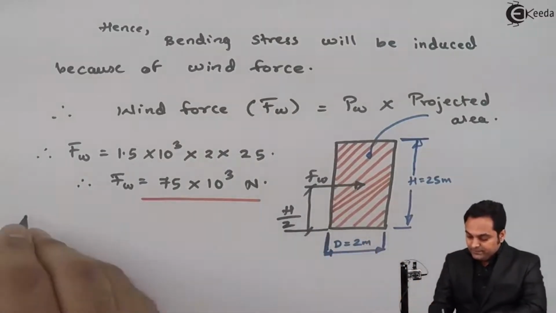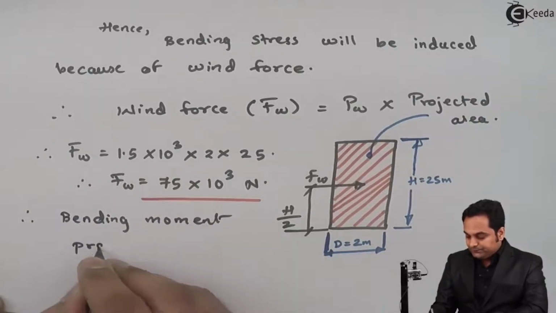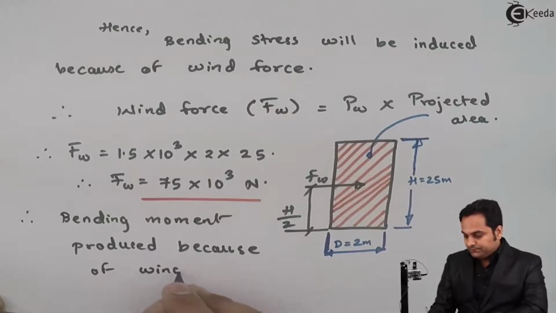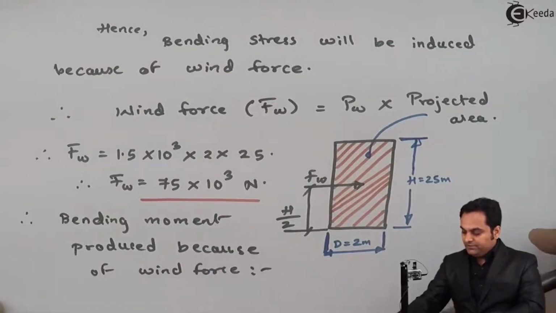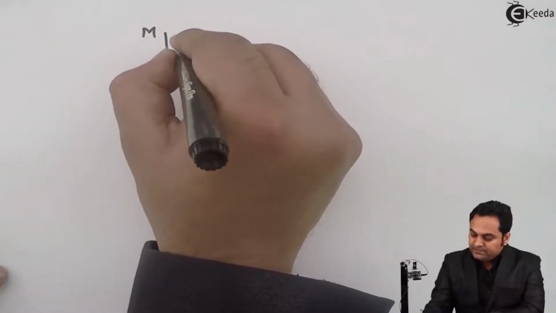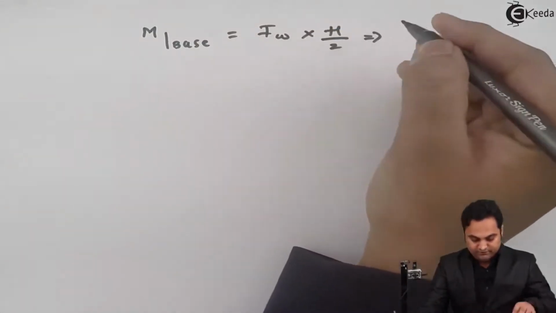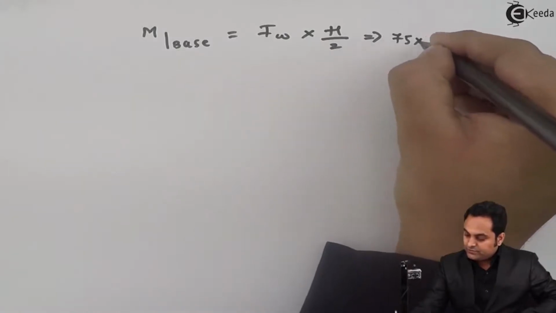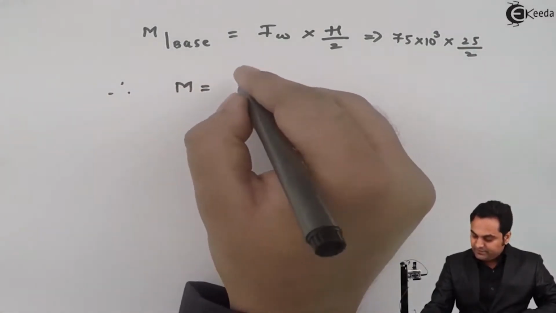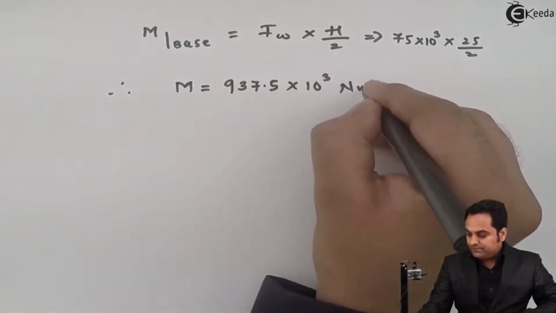So now I'll say that, therefore, bending moment produced because of wind force will be, I'll write it onto the next page, the moment produced at the base, and it will be wind force into half of height. The wind force is 75 into 10 raised to 3 and height is 25, so half of that. So here I am getting the bending moment at the base, it is 937.5 into 10 raised to 3 Newton meter.